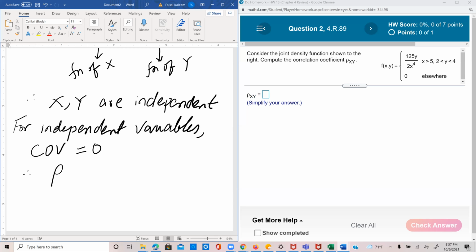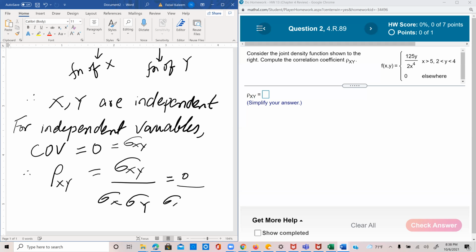Therefore, the correlation coefficient, which is the covariance, basically sigma xy, would be 0 over sigma x, sigma y, equals 0.